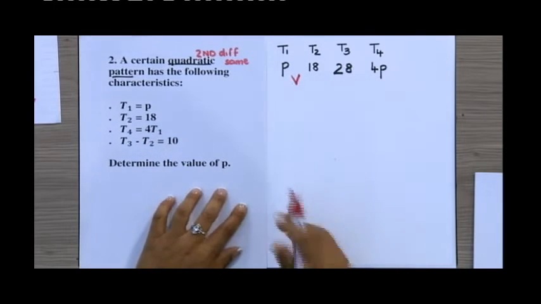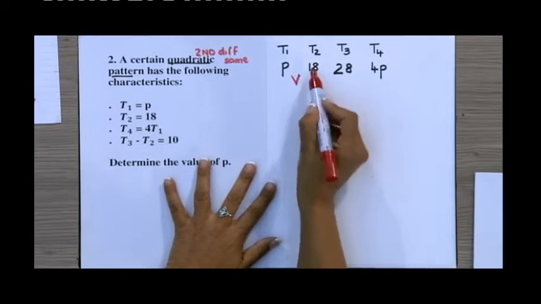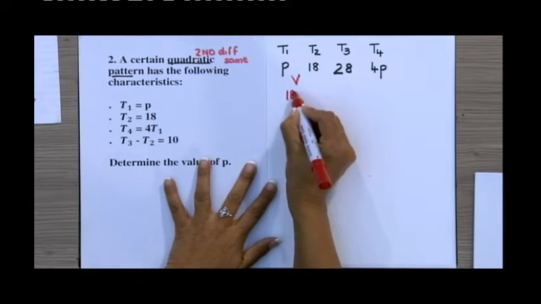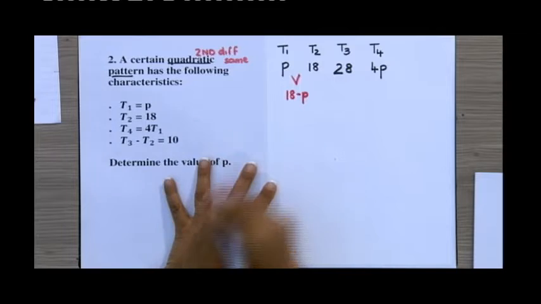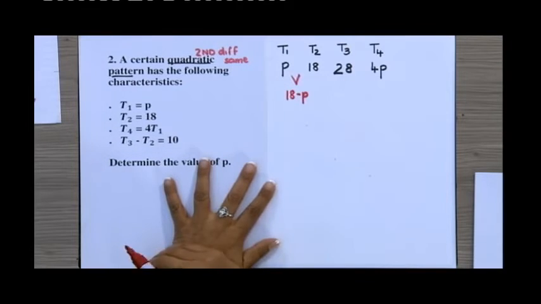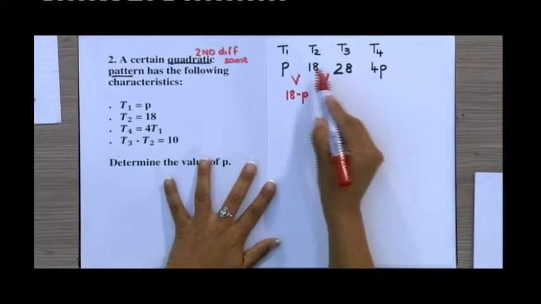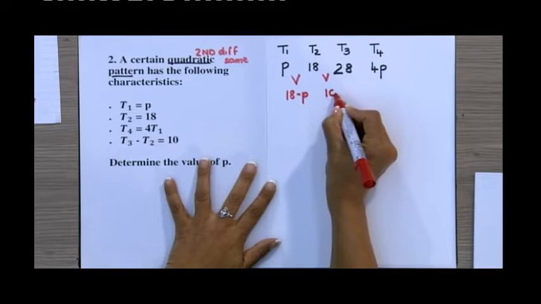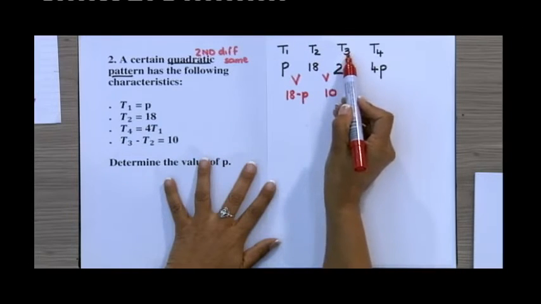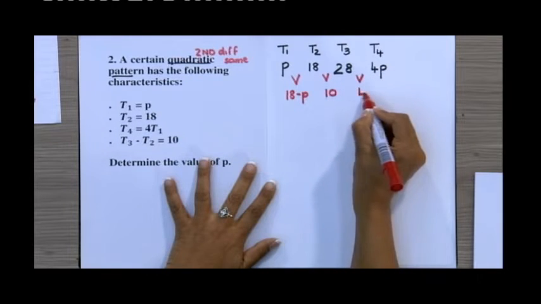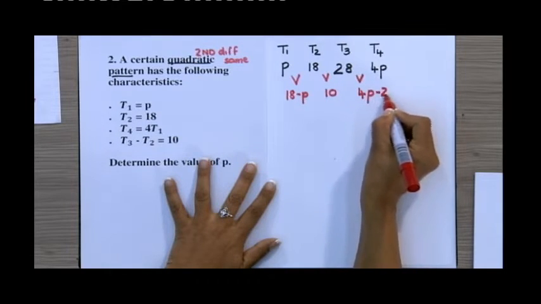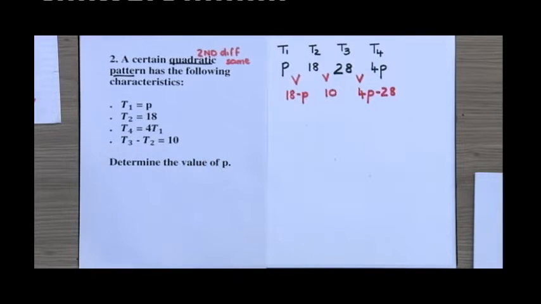I am now going to work out the first differences. The first difference here is 18 minus P, because it's term 2 minus term 1. Never term 1 minus term 2. That you know. 28 minus 18 gives me 10, because that is what it told me. The difference between term 3 and term 2 is 10. And the difference here is going to be 4P minus 28. Are you quite happy with that?